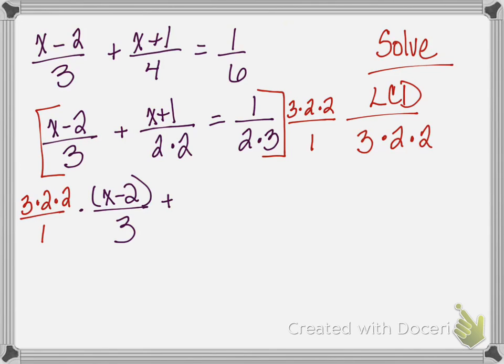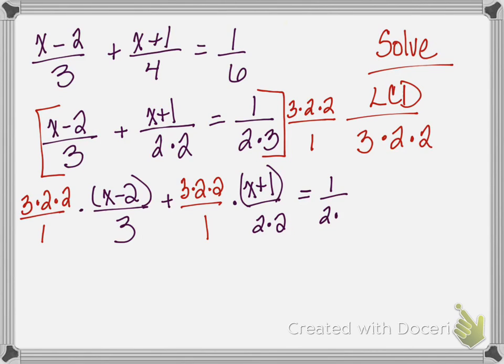Then I am adding that to x plus 1 over 2 times 2. So I am going to multiply 3 times 2 times x plus 1 over 2 times 2. And again, I'm going to put that x plus 1 in parentheses. Okay, that is equal to 1 over 2 times 3, and that is 3 times 2 over 1. Okay, if it's in the top and it's in the bottom, I can simplify it out.